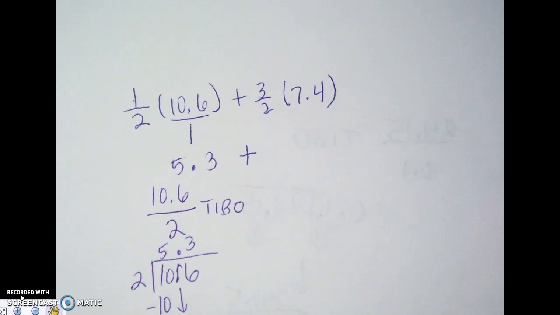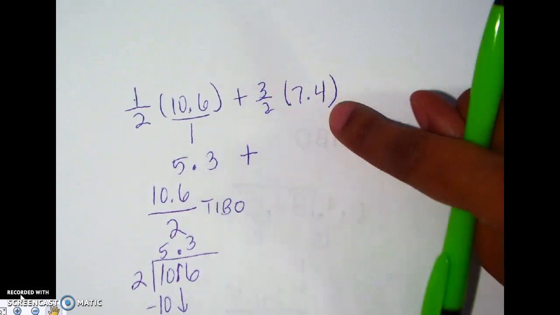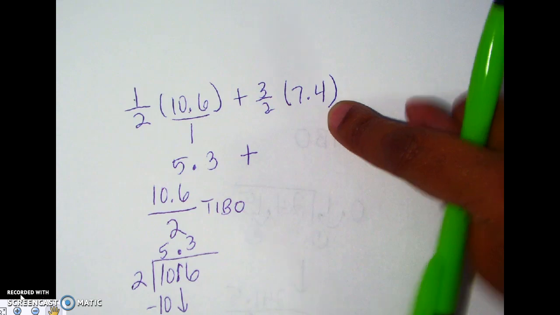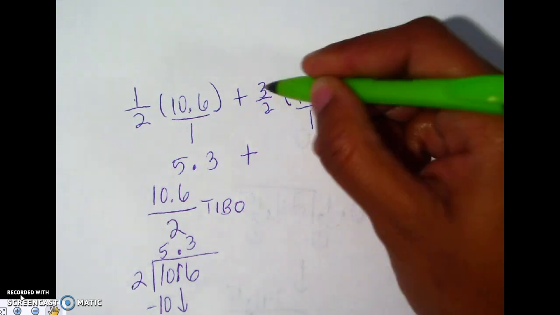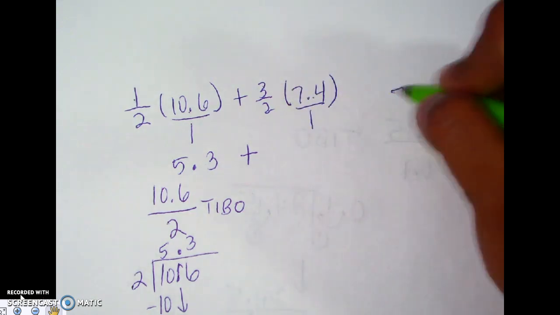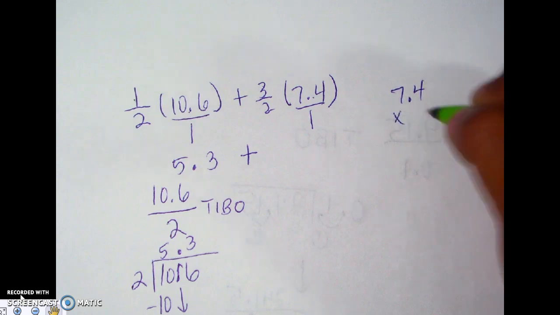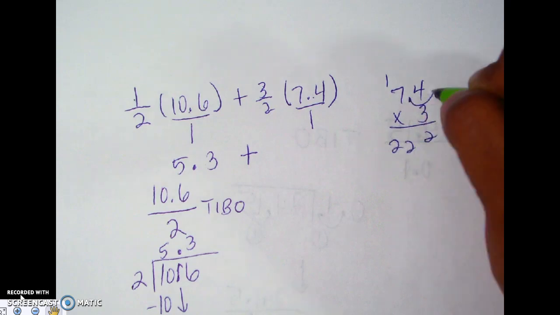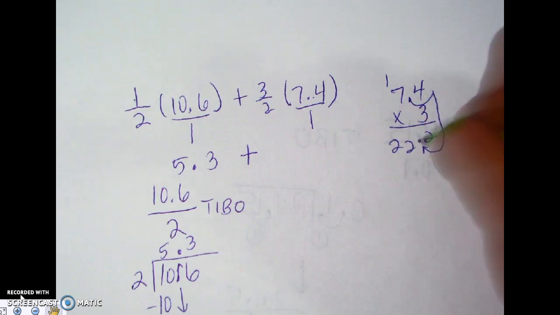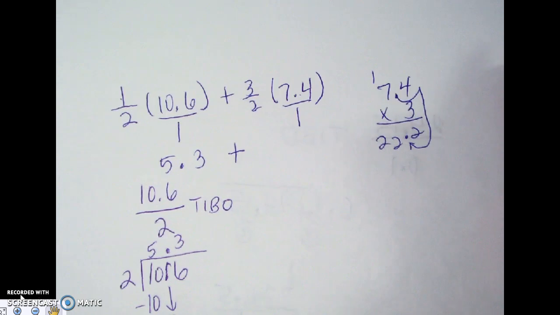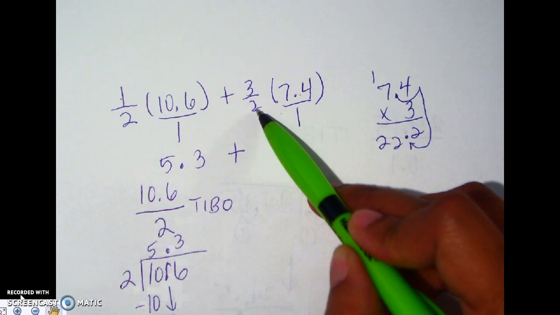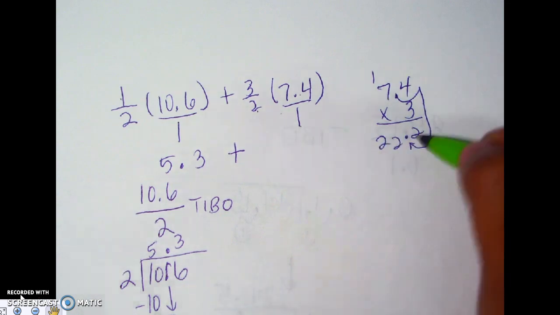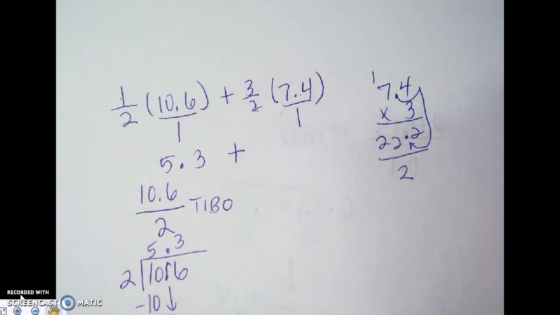Now I'm going to come over here to this 3/2 and multiply by 7.4. Again, I'm going to put this over 1 and do first 3 times 7.4, and I'm going to swing 1 time. So 7.4 times 3 is 22.2. And then because I have the 2 and the 1 on the bottom, I need to put it over 2, and then I'm going to do my division for this.